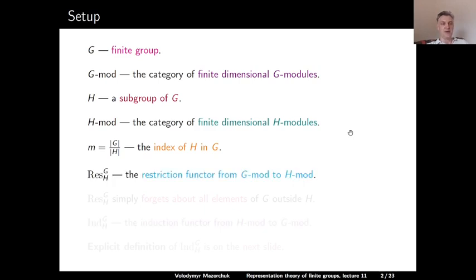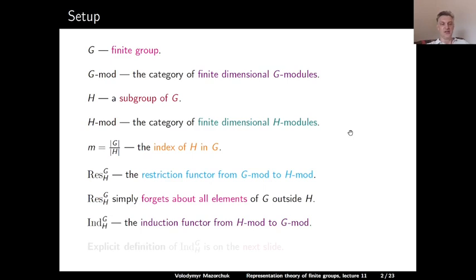Denote by res from G to H the restriction functor from G-mod to H-mod. So this functor simply forgets about all elements in G which do not belong to H. And then we have the induction functor ind from H to G, from H-mod to G-mod. In the previous lecture, we gave an explicit definition of this functor, which we will recall on the next slide.